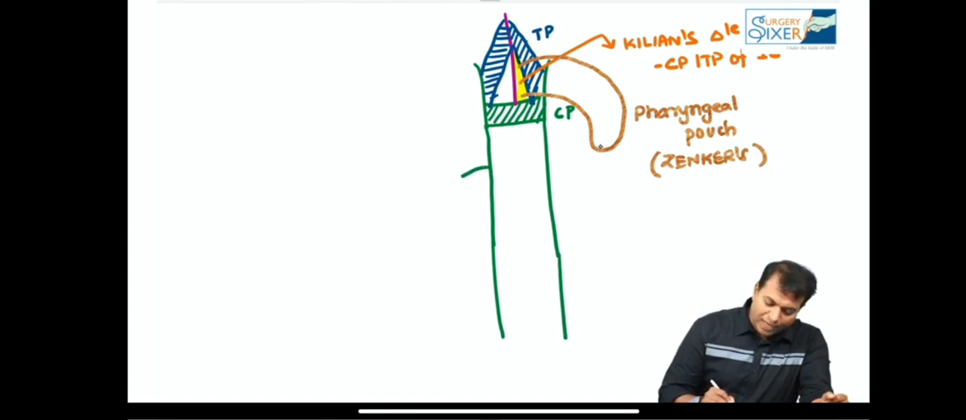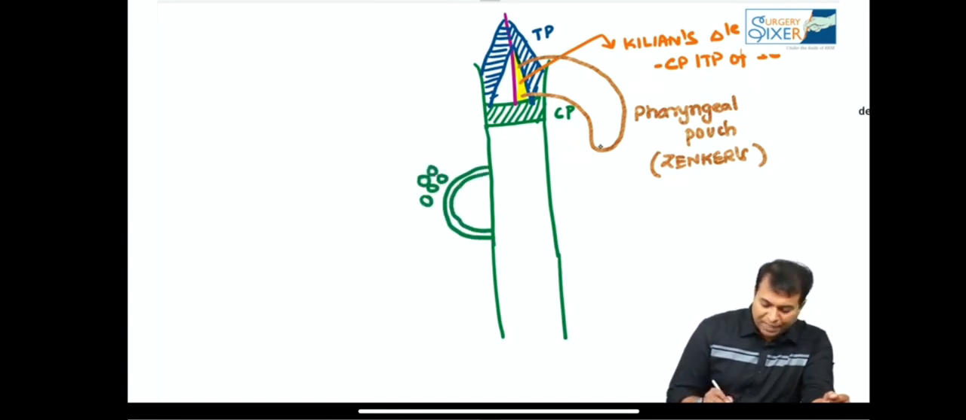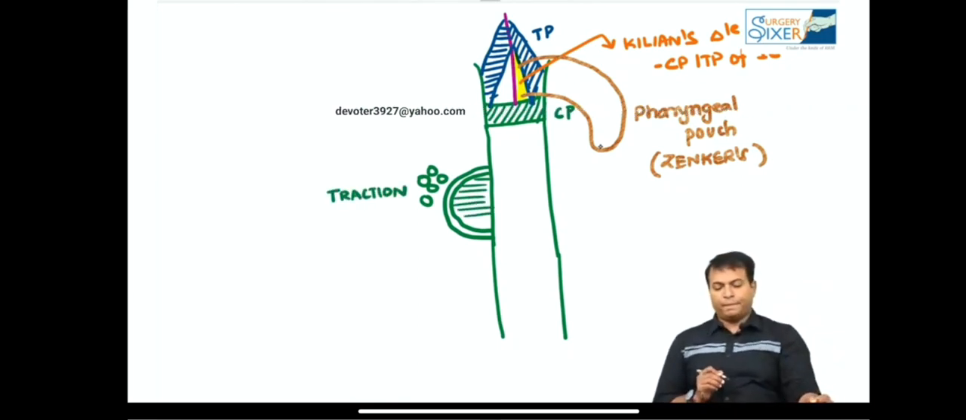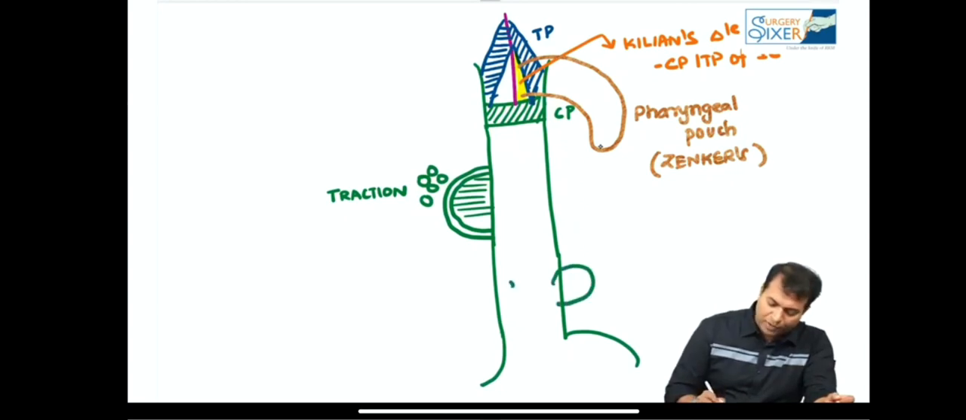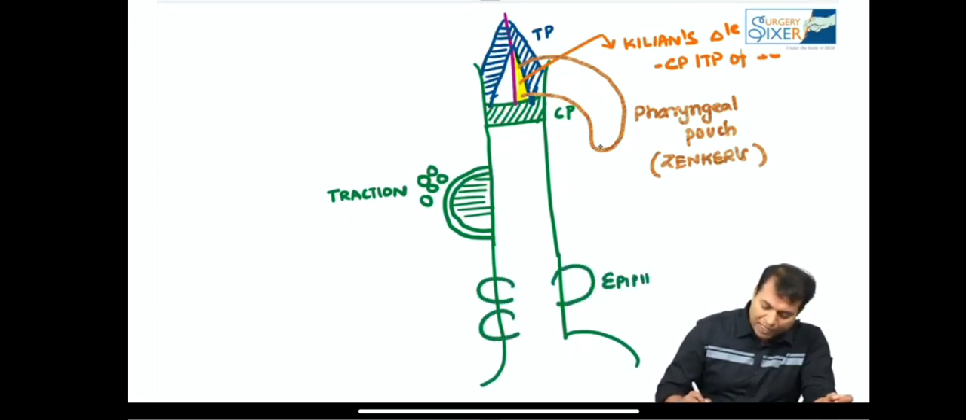In the middle of the esophagus, you can get diverticulum, more common on the right side, due to traction by the nodes near the vertebra. By the traction of the nodes near the vertebra, they are known as traction diverticulum in the middle of the esophagus. And already I discussed one diverticulum in the lower part of the esophagus, in the lower 10 centimeters, known as epiphrenic diverticulum.